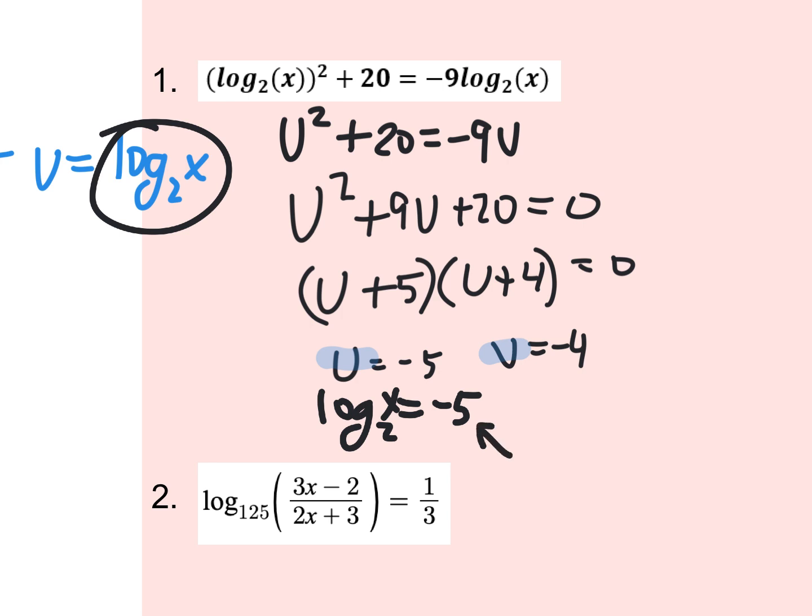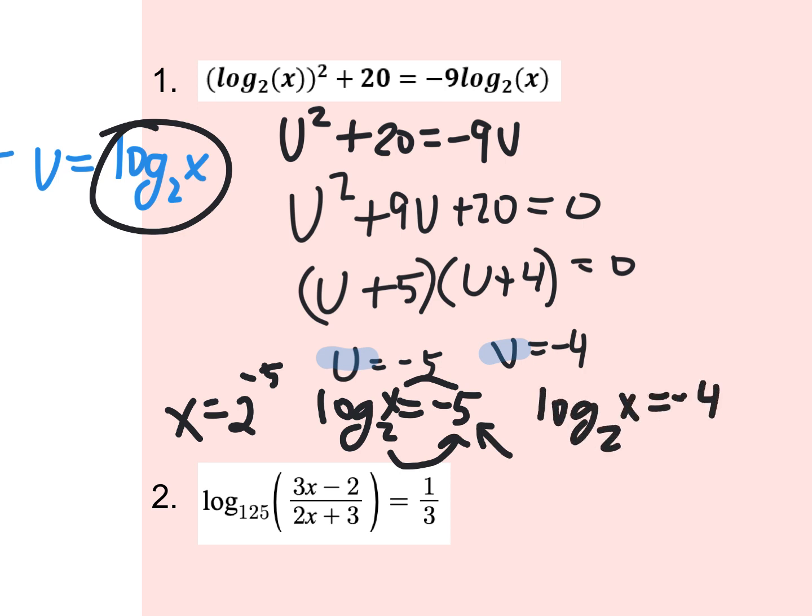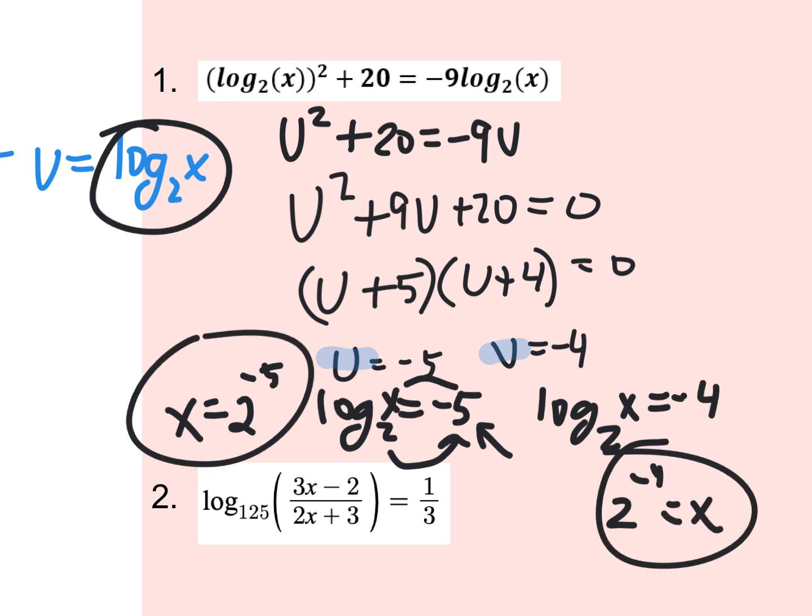Okay, so then the final answer is 2 to the negative fifth equals x. X equals 2 to the negative fifth. And that's some very small number. Because 2 to the fifth would be a very big number, and then it's negative, so it's 1 over that. And the other answer is log base 2 of x equals negative 4, so 2 to the negative fourth equals x. So there's your two answers. Raise your hand if you had those right. Okay, awesome. Do you get how U substitution has come in handy? Expect to see that again.